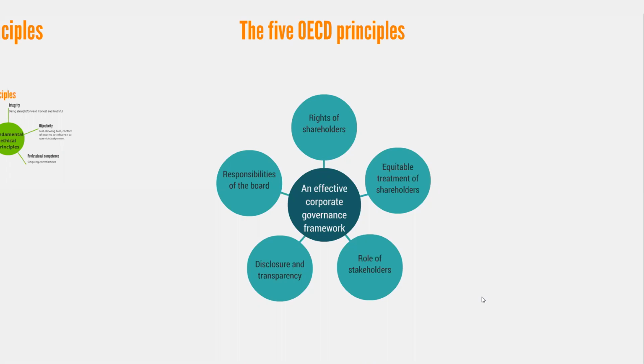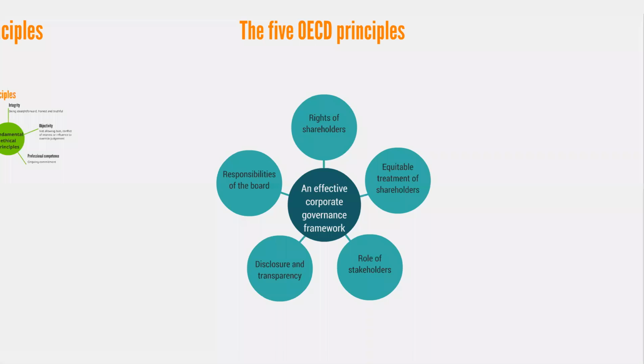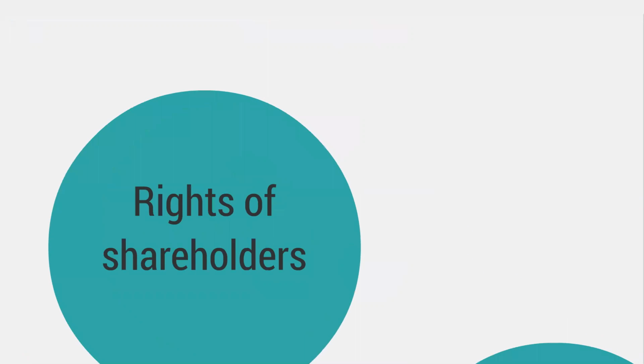And you can see we've got our 5 principles again, which are the rights of shareholders, equitable treatment of shareholders, the role of stakeholders, disclosure and transparency, responsibilities of the board. So what I'm going to do now is go through each of these in turn, and there's slightly more information with these criteria than we saw with the previous principles. So let's have a look at the rights of shareholders.